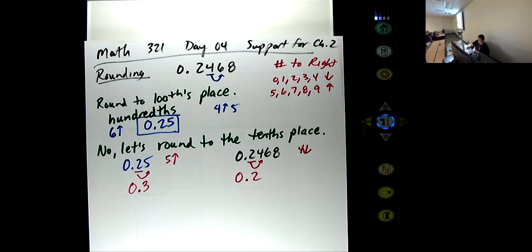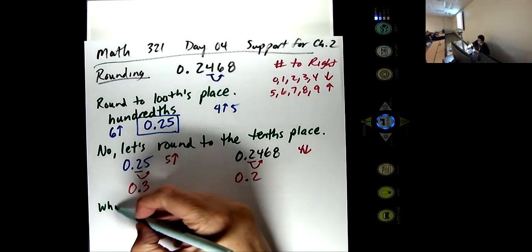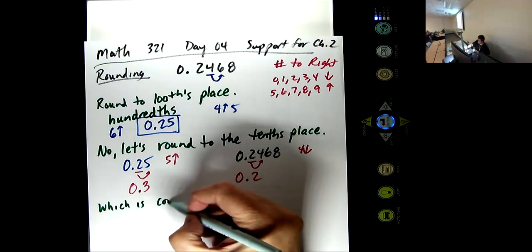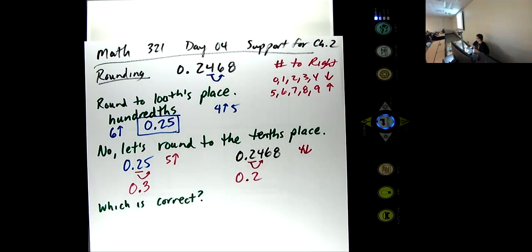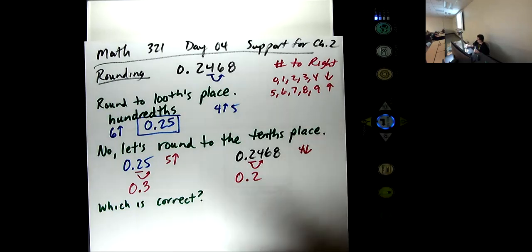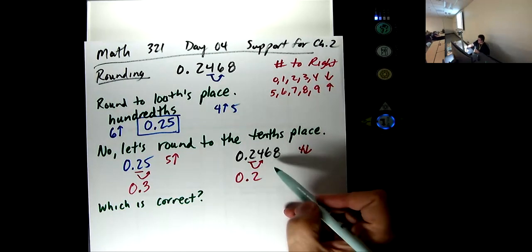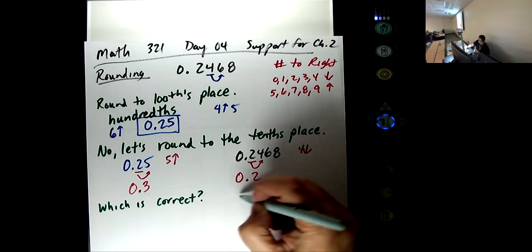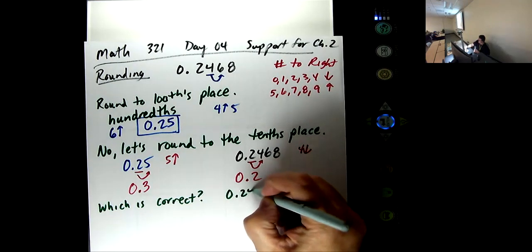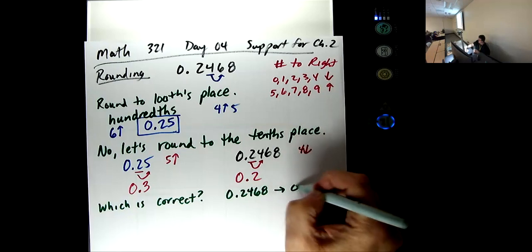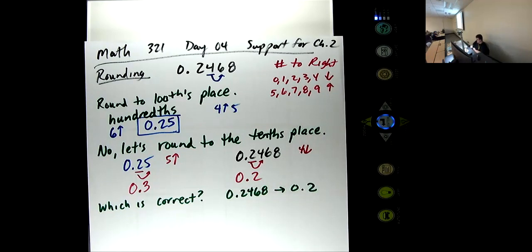So, which is correct? I would probably say that side since it's the original. The right side, 0.2. This is the correct one, yes. 0.2468 rounding to 0.2. 0.2 is the correct value.